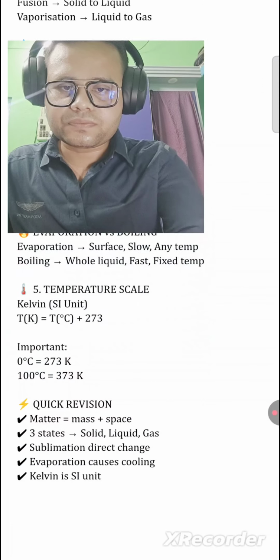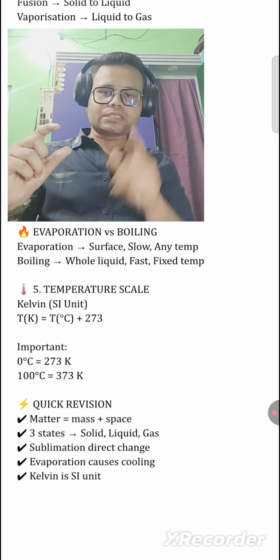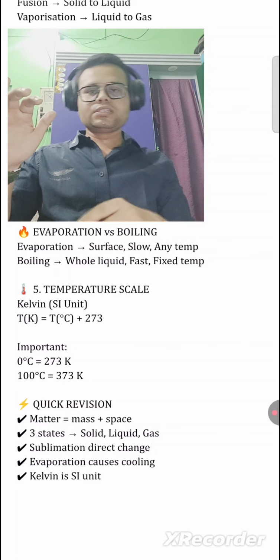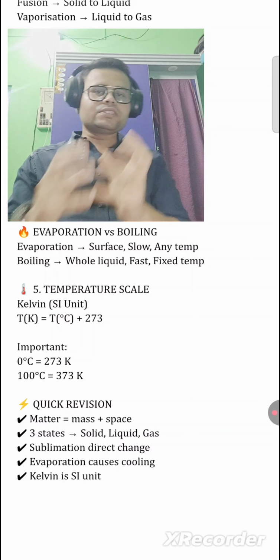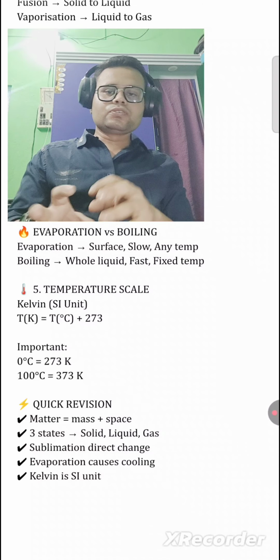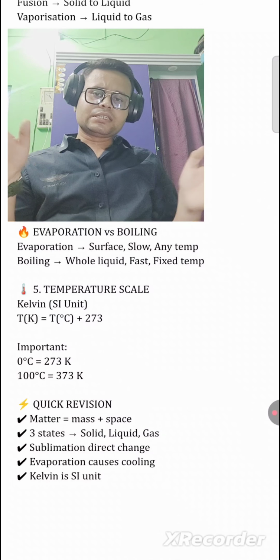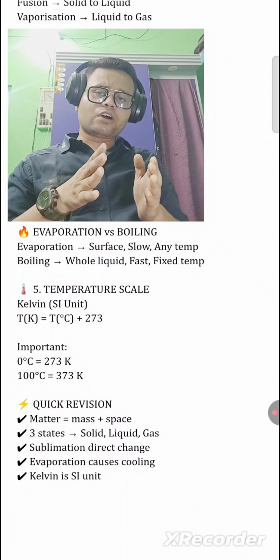Next, the temperature scale. Kelvin is the SI unit, denoted by T, and then there is degree Celsius. The conversion involves adding 273.